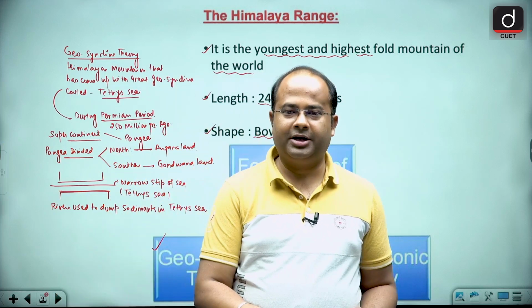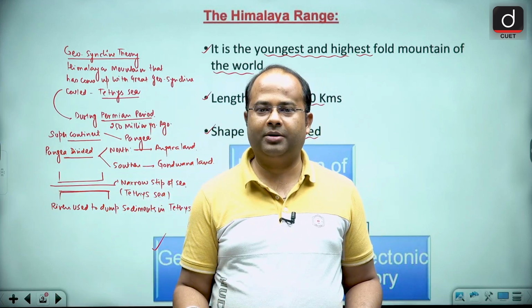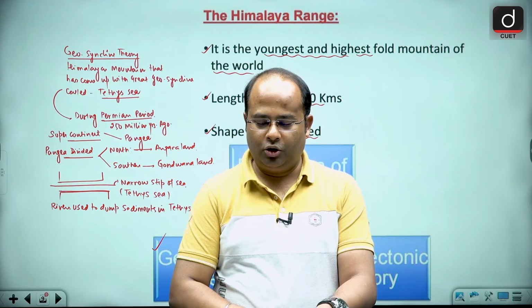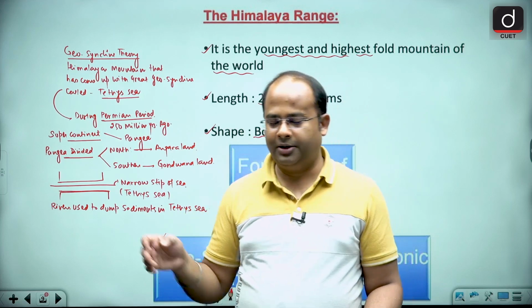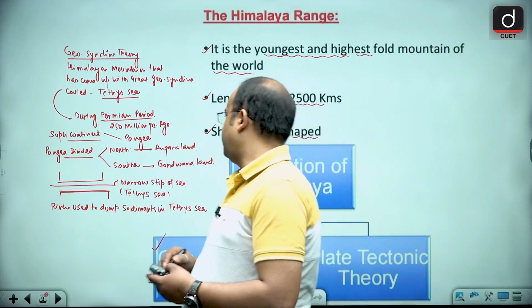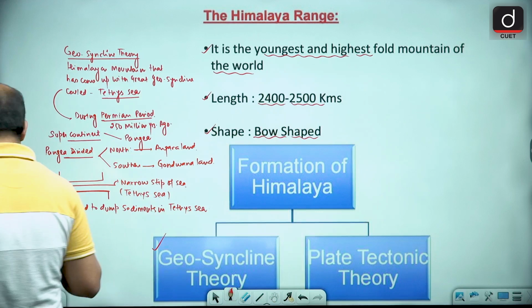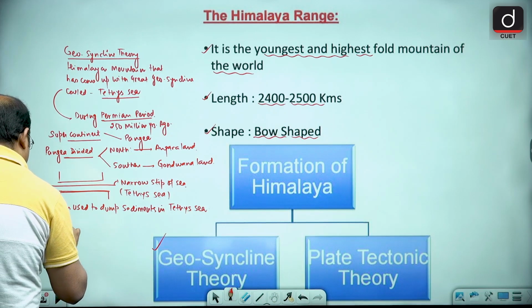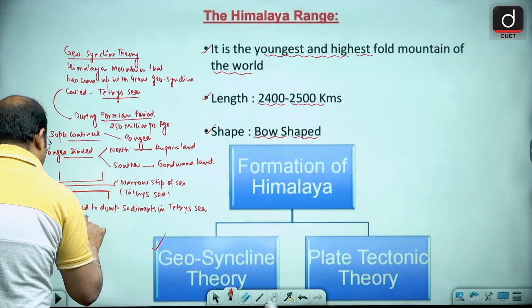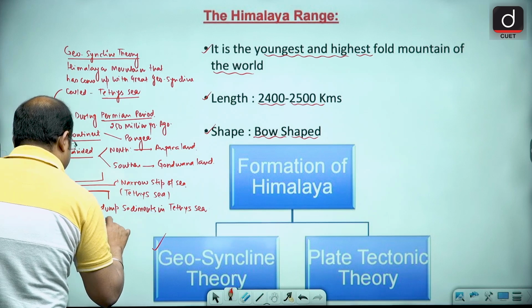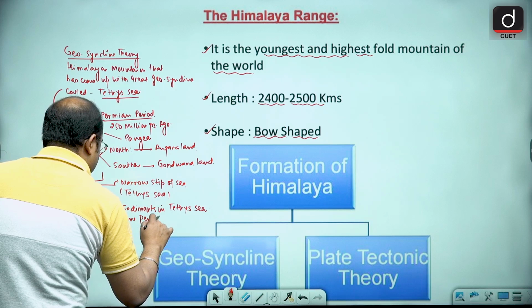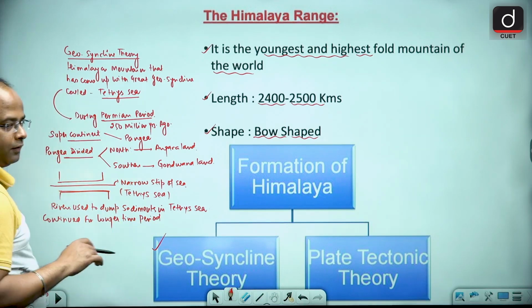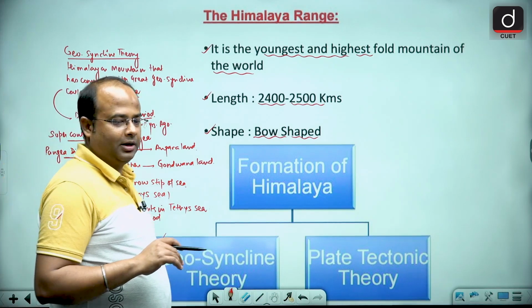So this deposition of sediment continued for a longer time period, my dear learners.